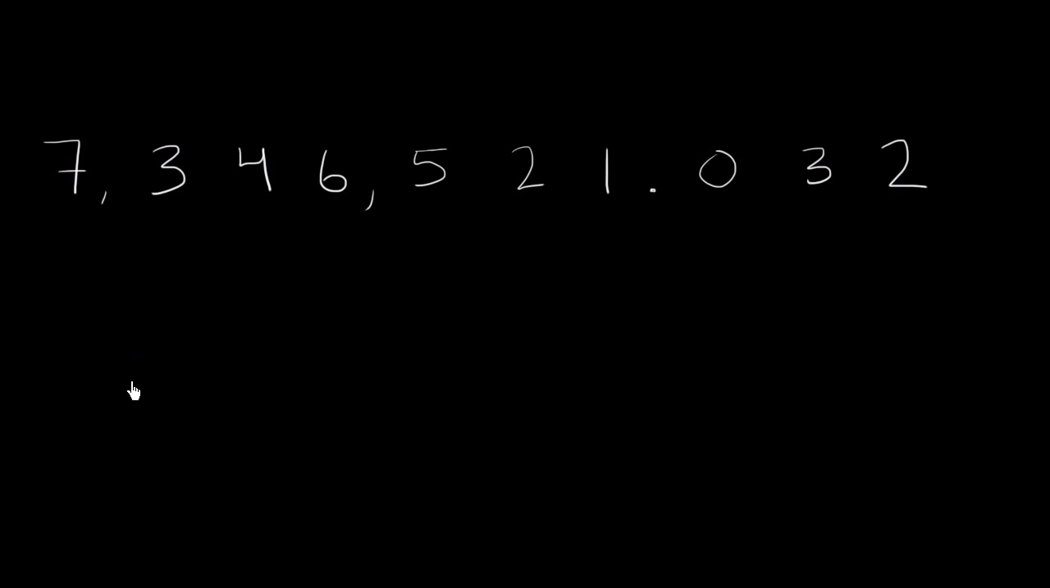We have the number 7,346,521 and 32 thousandths. And what I want to think about is if I look at the same digit in two different places, in particular, the digit 3 here and the digit 3 here. How much more value does this left 3 represent than this right 3?